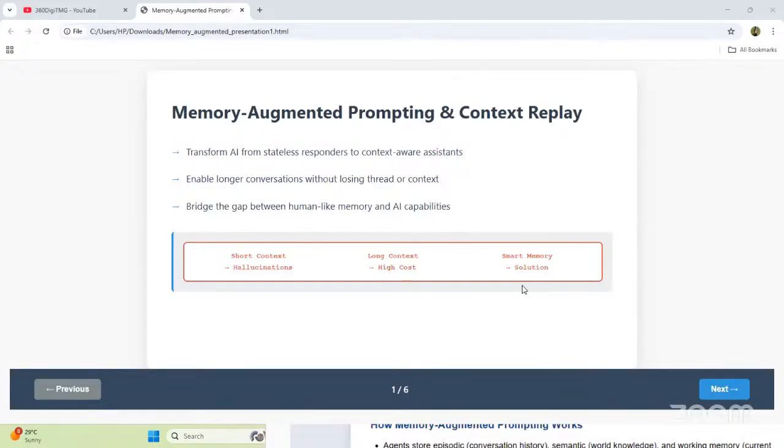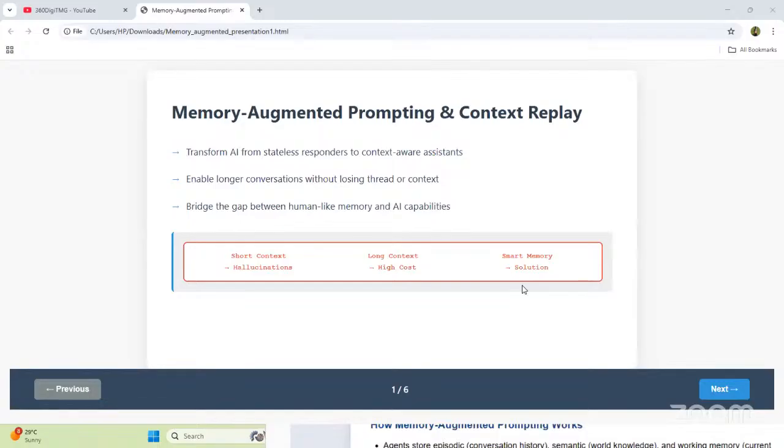So, traditionally, LLMs are stateless; they forget previous turns once the prompt ends. So what happens next? This leads to hallucinations and loss of continuity in longer conversations. With memory augmentation, we can move from short, disconnected interactions towards context-aware assistance, which remembers, reasons, and adapts.